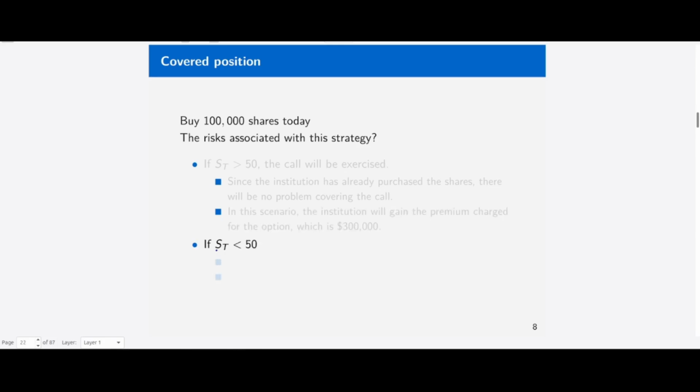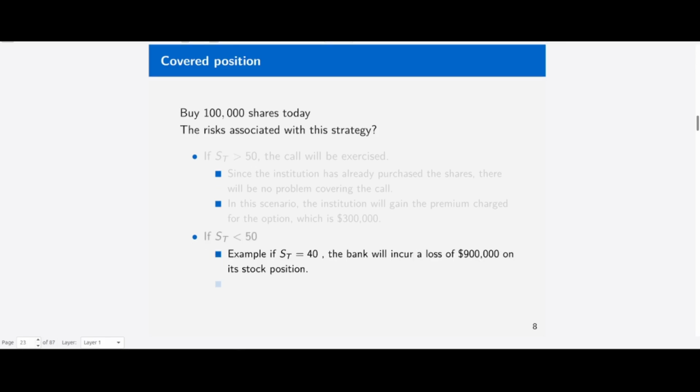But if the price at maturity is less than the strike price, less than 50, for example, if it becomes $40 per share, the bank will incur a loss of almost $1 million on the stock position because it already bought this amount.